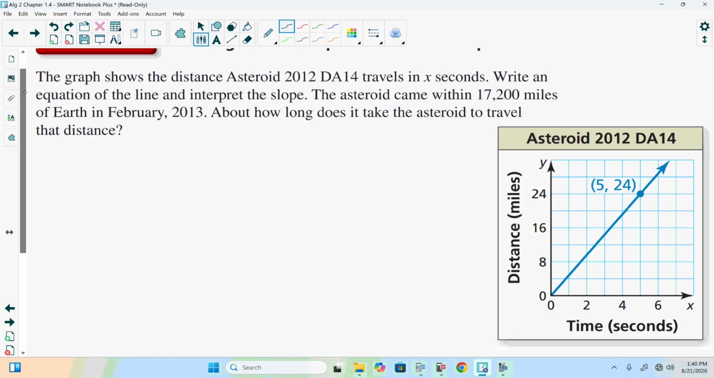So the first problem we have here, the graph shows the distance asteroid 2012 DA14 travels in x seconds. Write an equation of a line and interpret the slope. The asteroid came within 17,200 miles of Earth in February 2013. About how long does it take the asteroid to travel that distance? So it did ask us 3 things. We're going to try to do 3 things. 1, we need the equation of a line. 2, we need to interpret the slope. And 3, we need to figure out how long it takes the asteroid to travel 17,200 miles. 3 things we need to answer.